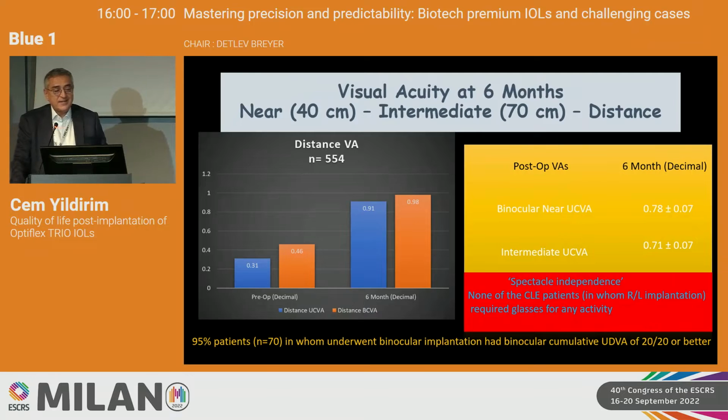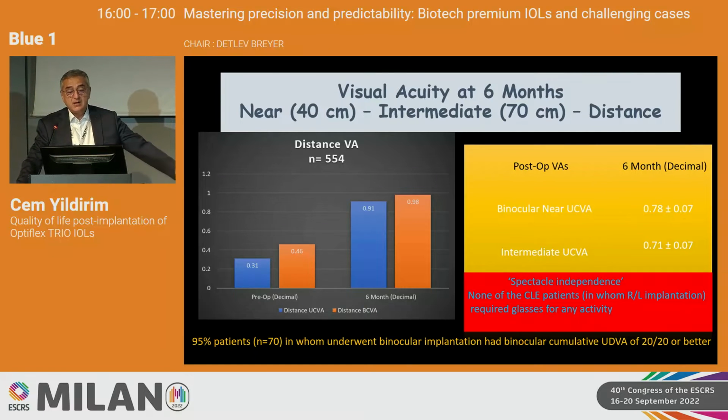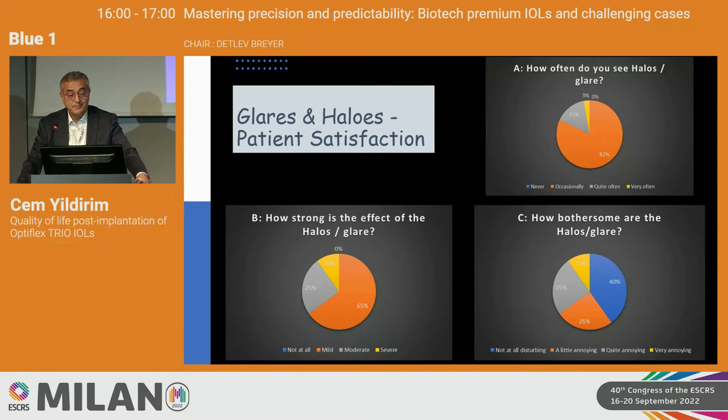Visual acuity at 6 months, near, intermediate, and distance are very good, and spectacle independence is achieved for both eyes implanted. In 95% of the patients who underwent binocular implantation, binocular cumulative uncorrected distance visual acuity was 20/25 or better in our study.